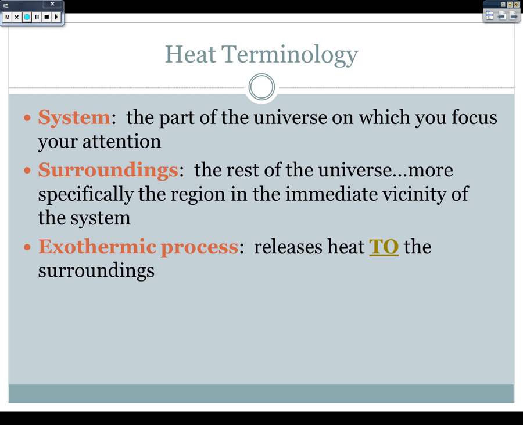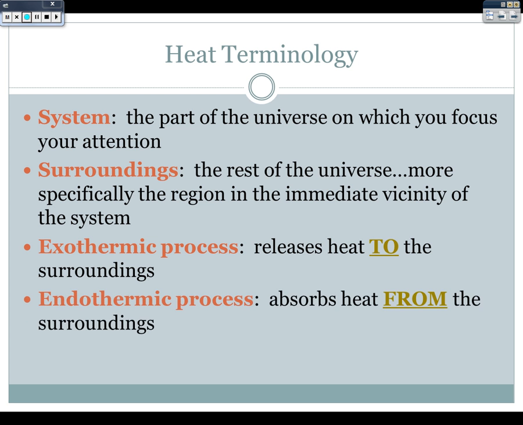In an exothermic process, we release heat to the surroundings, so from the system to the surroundings. In an endothermic process, we absorb heat from the surroundings into the system. So these are going to be different things that we talk about a lot: system and surroundings, exothermic and endothermic.